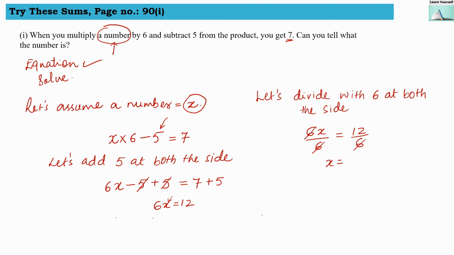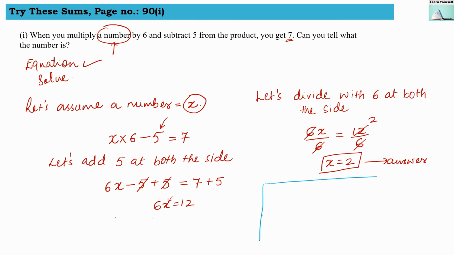So 6 2s are 12. So x equals to 2 is the solution and the number what we have assumed is 2. So x equals to 2. So here we got the answer that whatever number they have said was 2. Now let us check whether whatever we have guessed is correct or not.